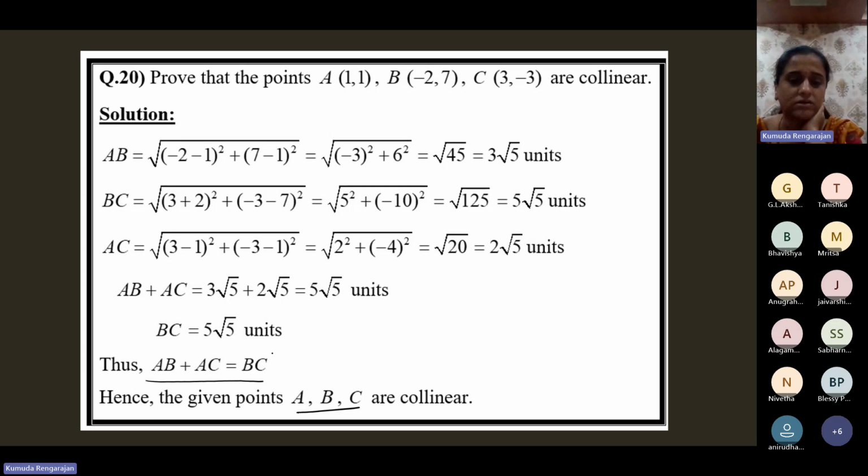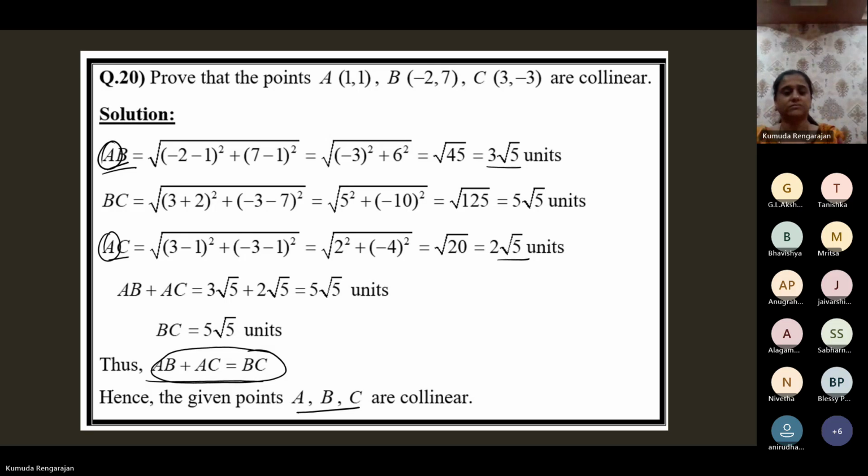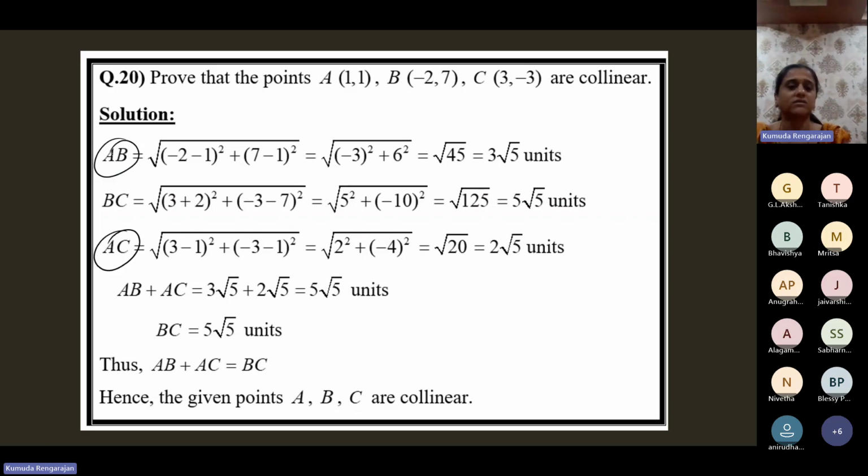This one is not a formula. This one depends on the arrangement of the points. Here I told you, this is AB and AC, right? 3 root 5 and 5 root 5. Actually, it's very easy to make out. See that you have AB and AC. A is common, right? So A lies between B and C. So it can be B, A, C like this, or it can be C, A, and B like this.